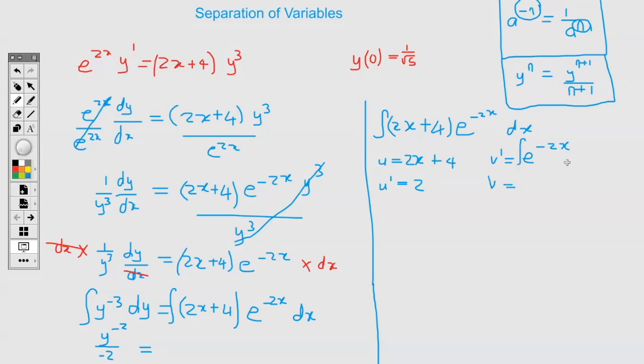To get v prime to be v, we will have to integrate this with respect to x. To integrate an exponential function, we use the integral of e to the ax is equal to 1 over a times e to the ax. So integrating e to the minus 2x is going to be 1 over minus 2 times e to the minus 2x. Now we're going to apply the formula.